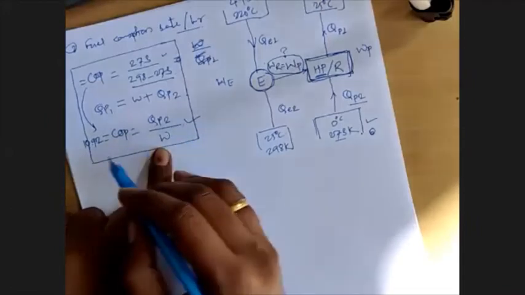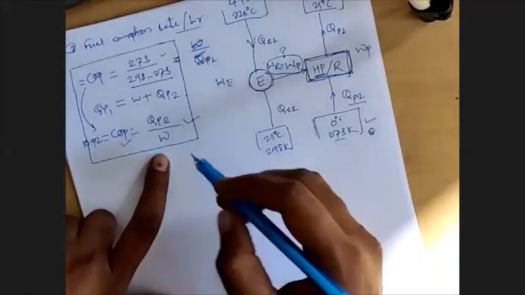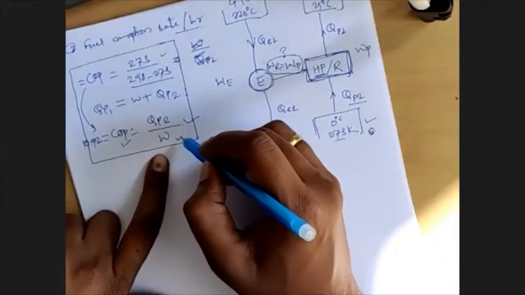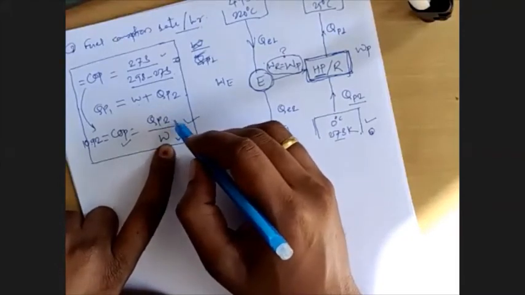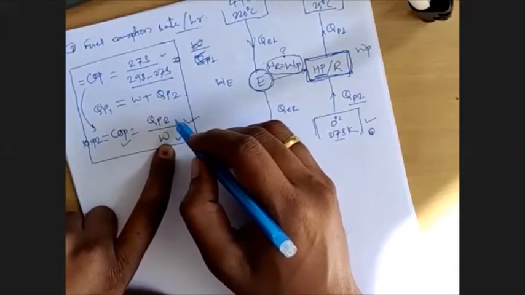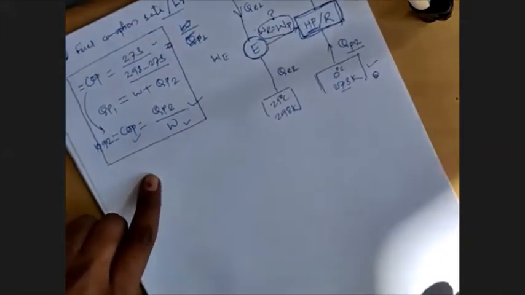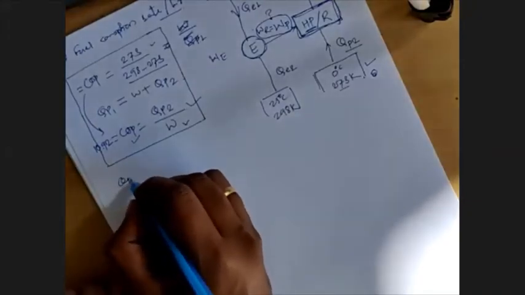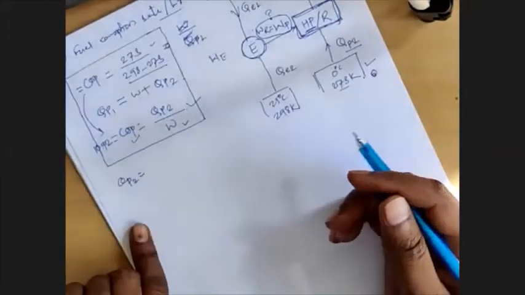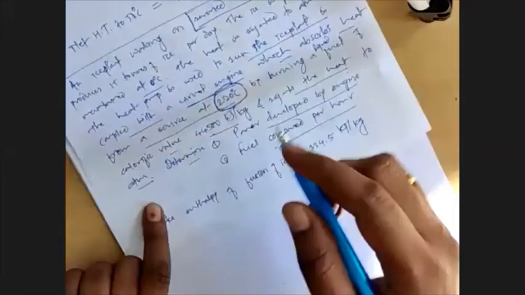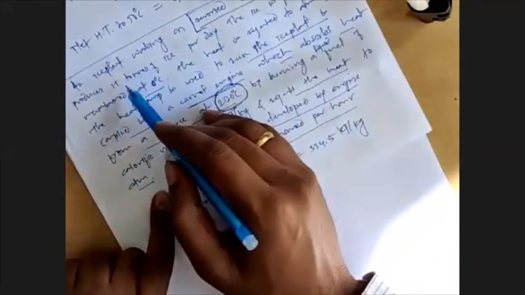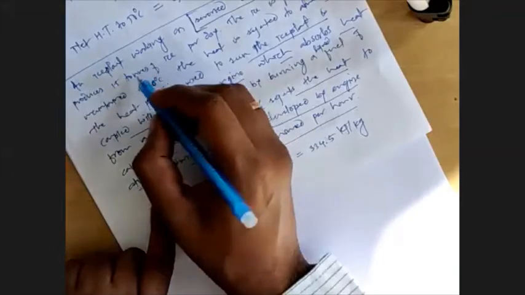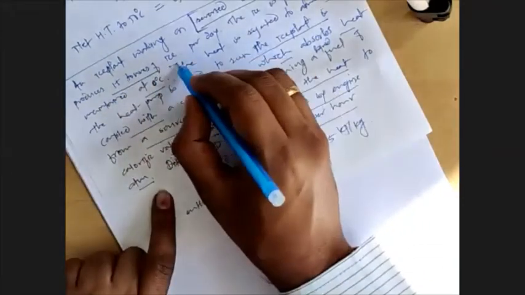So here we have got COP. Now QP2 and W both are unknown. W we need to calculate. QP2 is given, but that has been given in some other words. Now how have they given this QP2? If you look over here, an ice plant working on a reverse Carnot cyclic heat pump produces 15 tons of ice per day.